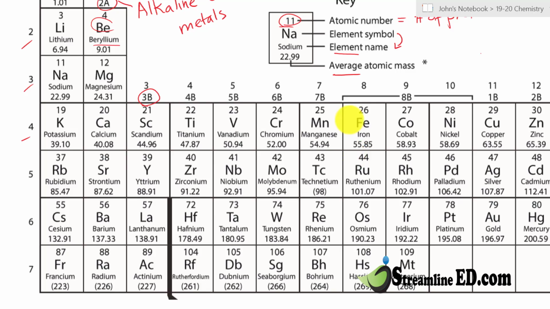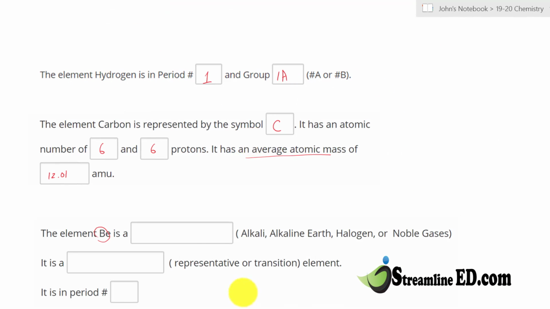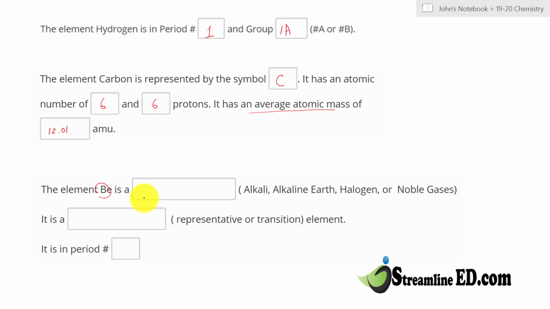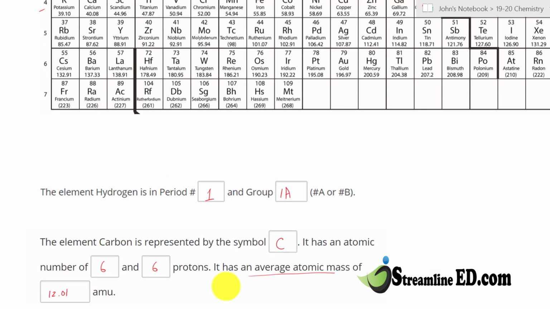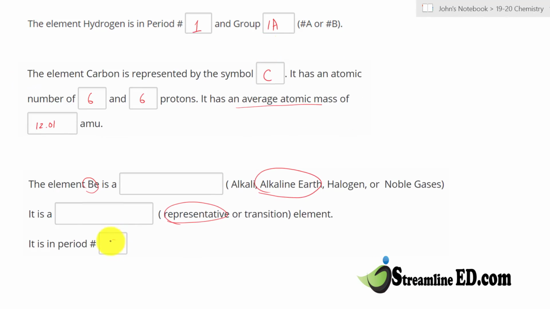So let's see if you can remember all that information. If you don't, you can always go back and look at your periodic table. Well, Be, we just learned, is an alkaline earth metal, okay? And it is in group 2A, so it is a representative element. And what period is it in? If we remember correctly, it is in this period right here, number 2. So it's the second period, period number 2.